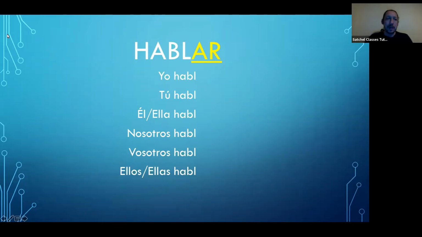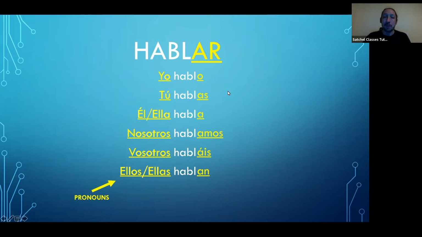So let's have a look and see what happens. Well, for the first one, yo hablo. Tú hablas. Él, ella habla. Nosotros hablamos. Vosotros habláis. Ellos, ellas hablan. So as you can see, the yellow bits match what we call the pronouns.